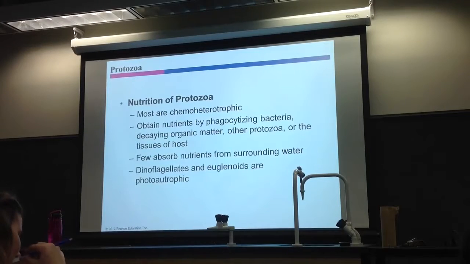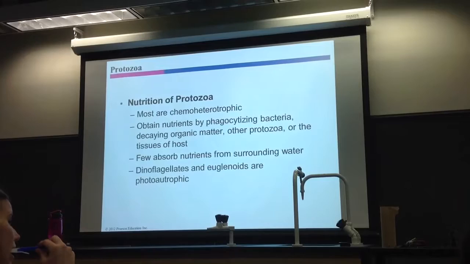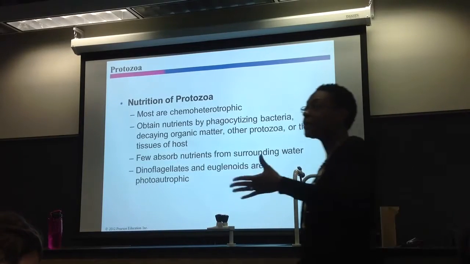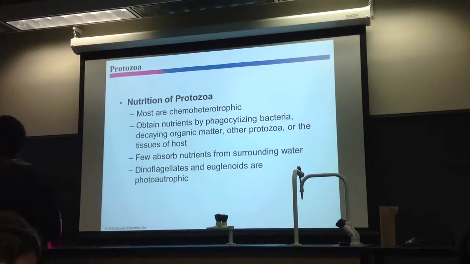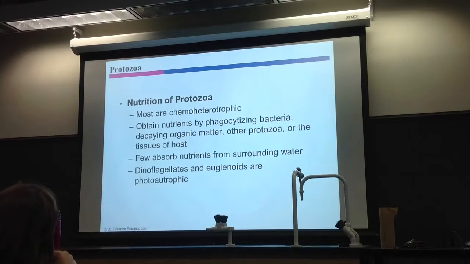Now, how do they eat? Protozoans, if this makes sense to you, I said their name means what? First animal. Animals are heterotrophic, meaning you got to go out and find your food. So these guys also have to go out and find their food. Some of them can get their food by phagocytizing bacteria, eating decaying organic matter, or they can eat other protozoans, so they eat each other. Or if they're a pathogen, they basically eat the tissues of their host.